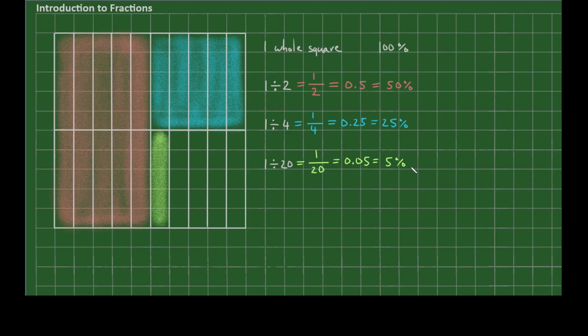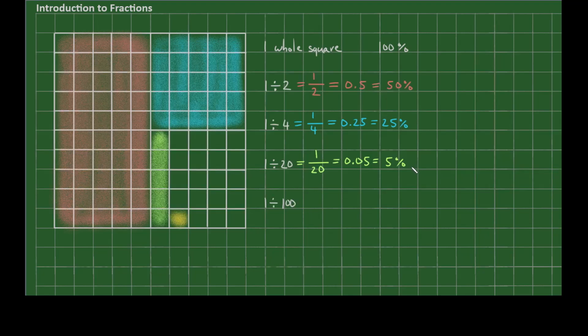But why stop at 5%? I could take the original square and divide it by 100. Now, each yellow square represents 1/100th of the original square. Or if I insisted on decimals, it would be 0.01 or 1%.